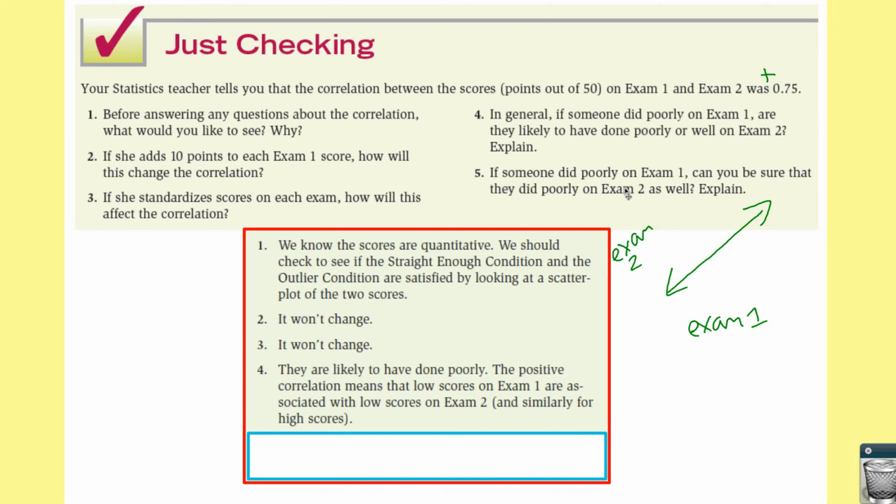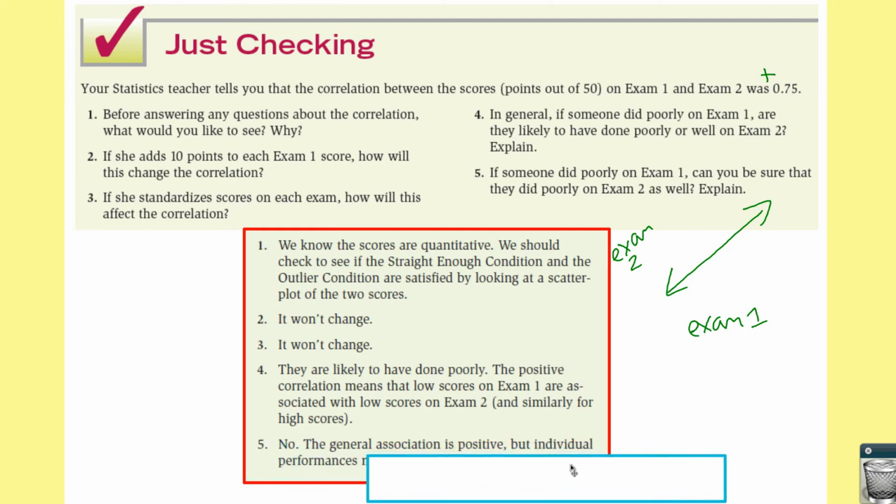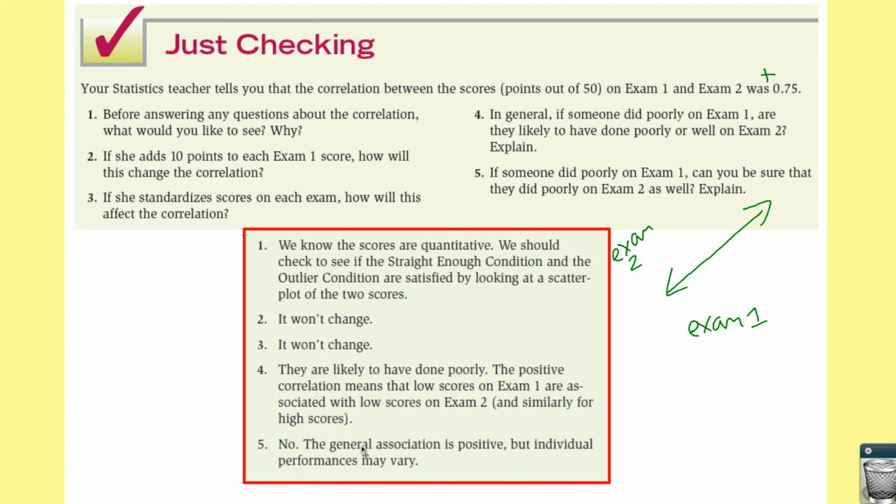All right, so if someone did poorly on exam 1, can you be sure that they did poorly on exam 2 as well? Well, we can't be entirely sure, because the general association is positive, but people are different, right? Yes, we have this relationship, but our data set could look like this.